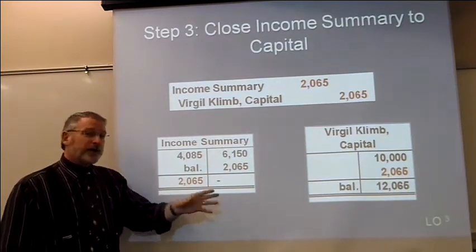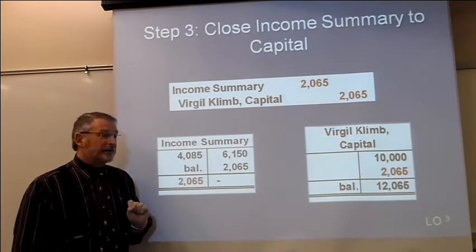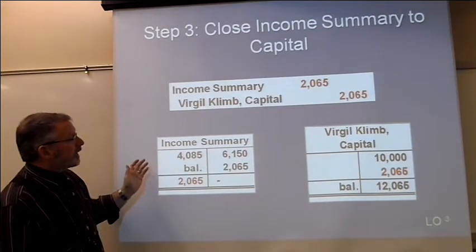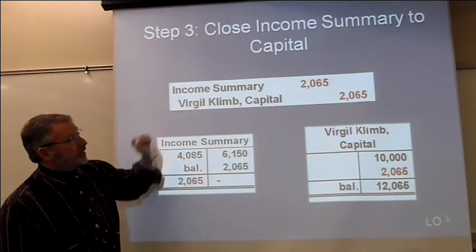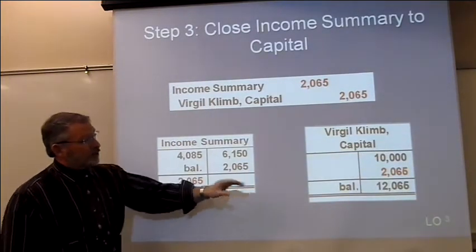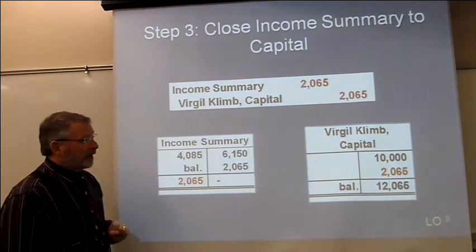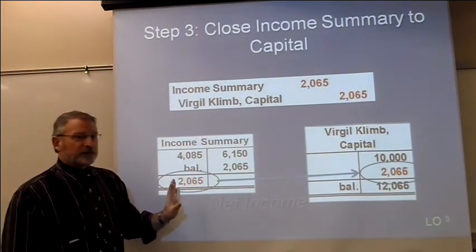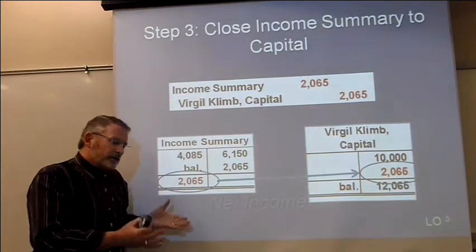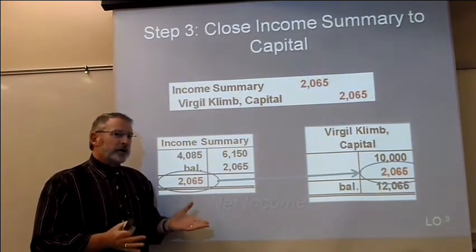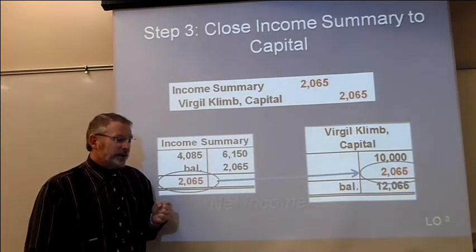So it's going to be transferred to the owner's investment account, in this case, Virgil Klein, Capital. And so the entry to do that is to debit income summary for $2,065. That effectively zeroes that out, and credit Virgil Klein's capital account for $2,065. So that's the net income being transferred to the credit of the owner. Because remember, any money that the business makes really belongs to the owners to do with what they will.